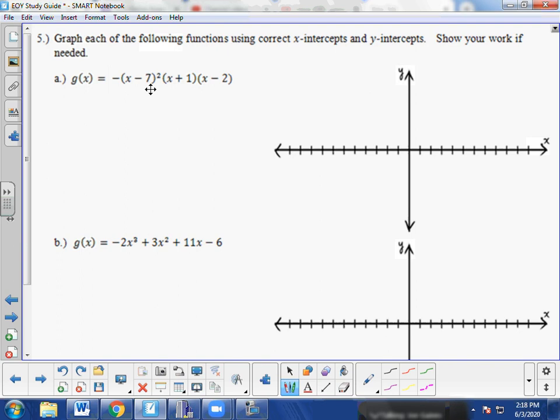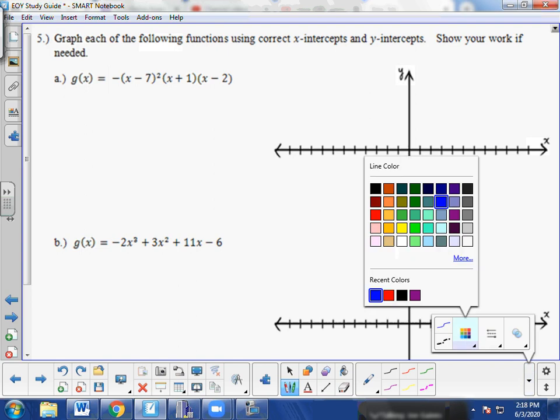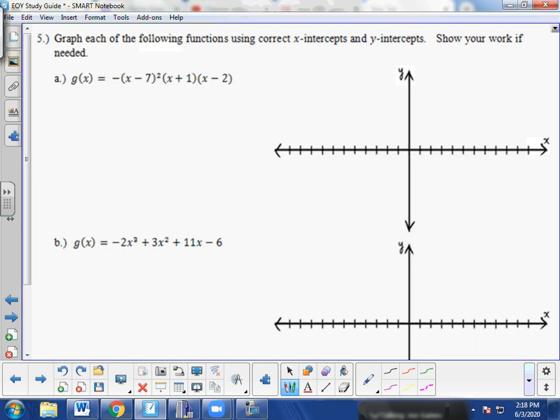So what I know here is my x-intercepts come from my factors. So the factor x minus 7, this would give me an x-intercept of positive 7. So if I took x minus 7 and set it equal to 0, the solution, the 0, would be x equals positive 7. So I'm going to go over here to positive 7, and I'm going to put down a point. And this is going to be one of my zeros, and it's shown on the graph as an x-intercept.